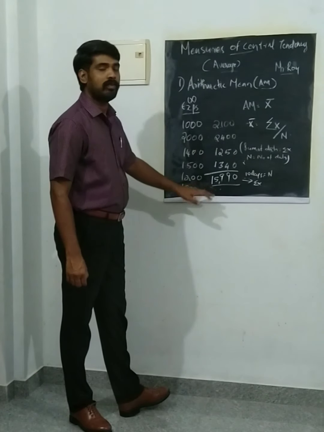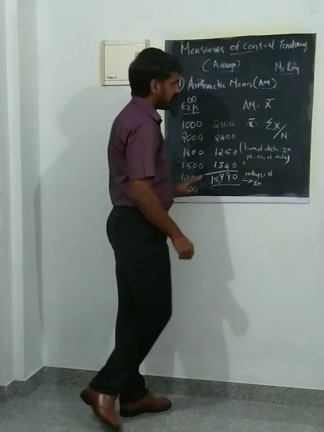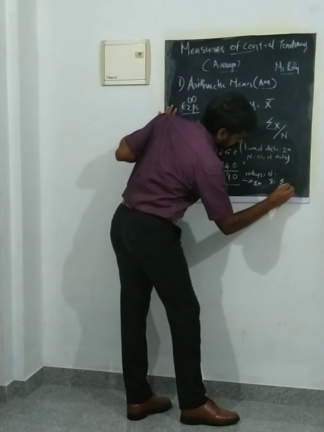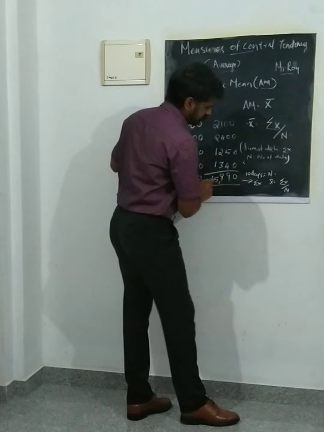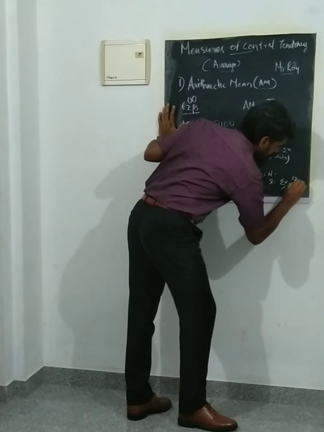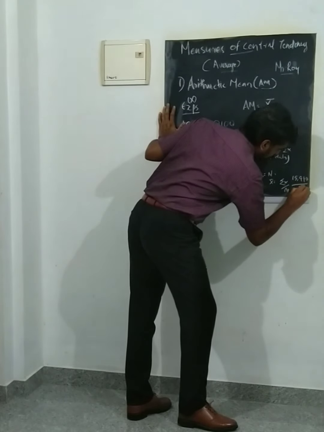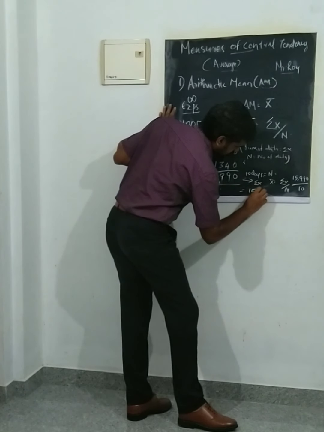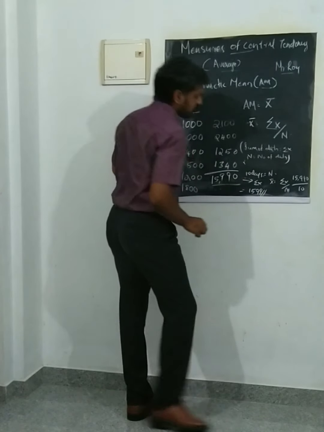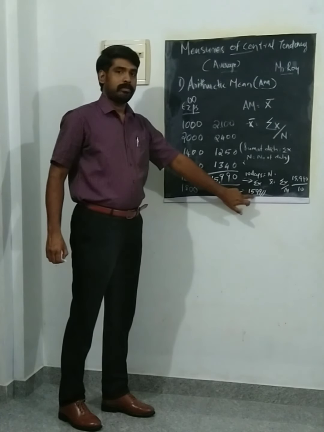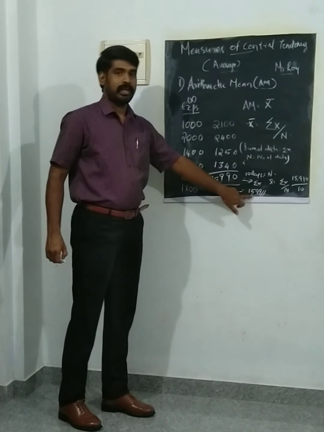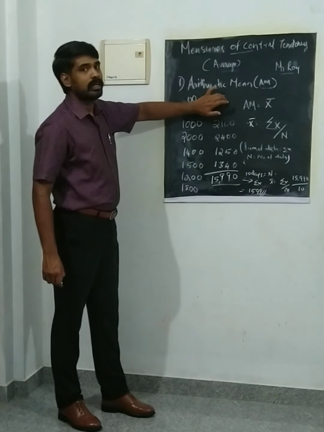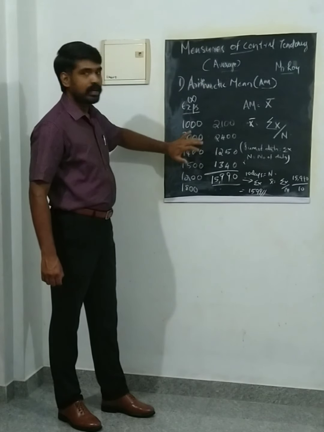Now we have to find the average of the 10 days expenditure. So what we will apply here is the formula x bar is equal to sigma x by n. So what is sigma x? 15,990, divided by n, which is 10. So what is the average? It is 1599. So 1599 rupees. That means 1599 is the average expense of Mr. Roy for the last 10 days. Okay, this is one type of finding the average.